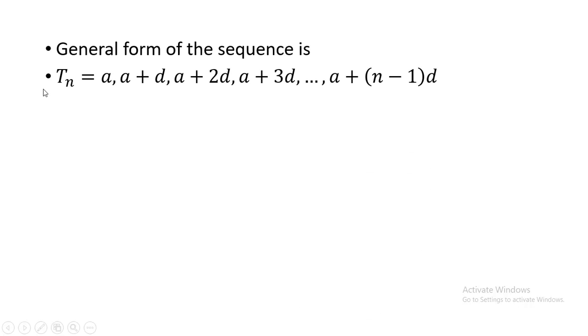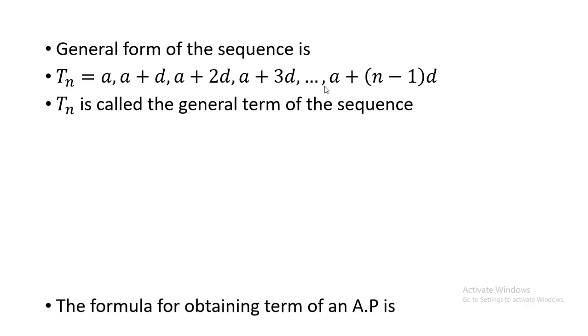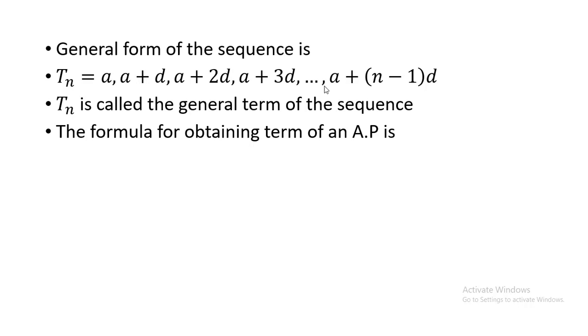Okay, now the general form of the sequence. If I need to know the general form of an arithmetic sequence, it's this: t of n, where t indicates the term, is equal to a, which is denoted as the first term, a plus d, where d is basically the common difference, a plus 2d, a plus 3d, and so on to a plus (n minus 1)d. Now this formula is used where t is called the general term of the sequence, and this is the formula for obtaining a term of an AP.